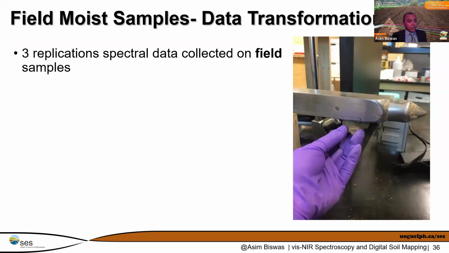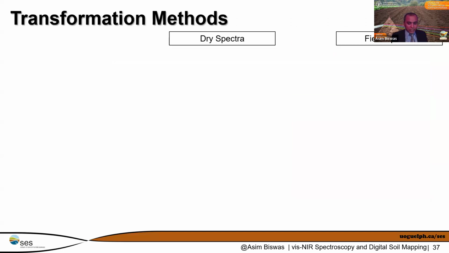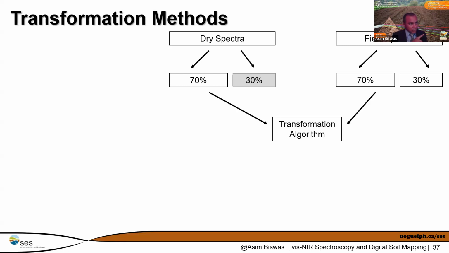Now, for the unprocessed soil samples, we took the field spectral data on the field soil samples through a transformation matrix. We used the ones I showed in that graph for the transformation. One is called external parameter orthogonalization, or EPO, and the other is direct standardization, or DS. So once we get that done, we have the dry spectra and field spectra. We created a 70-30 split for both cases, and with the 70% of dry spectra, we try to develop a transformation algorithm with the field spectra.